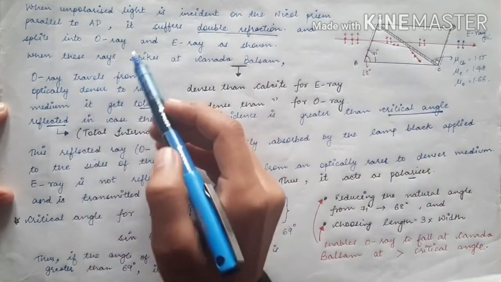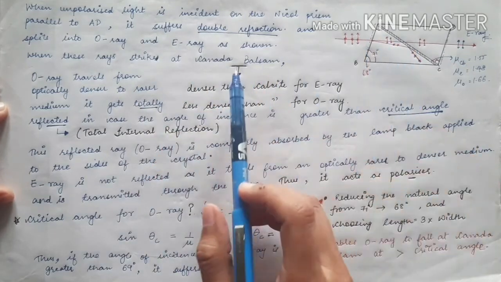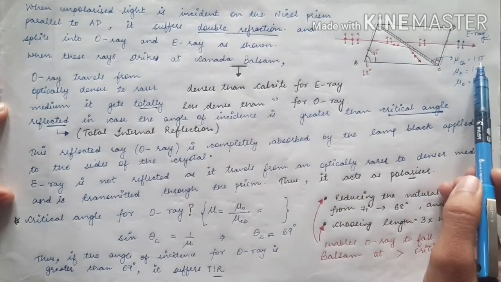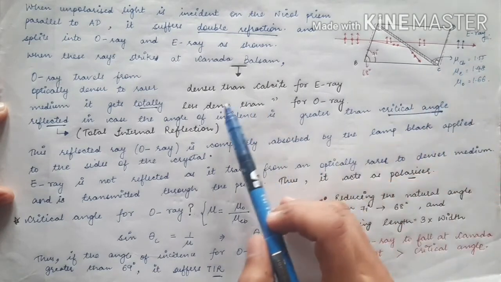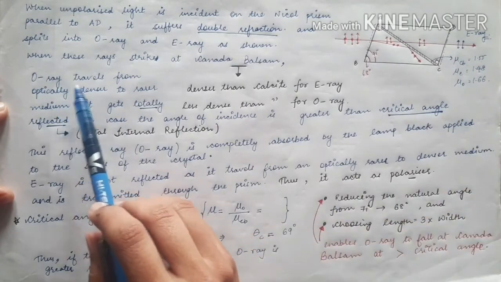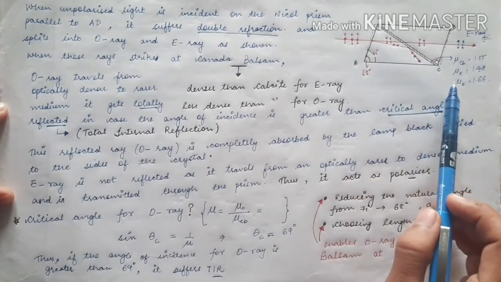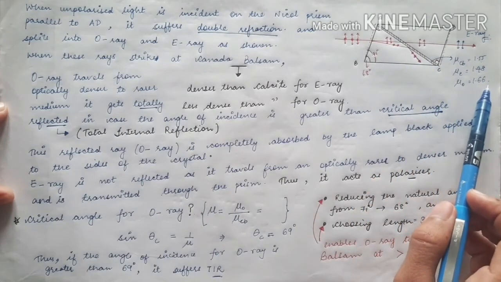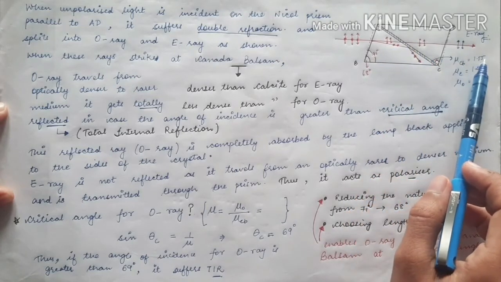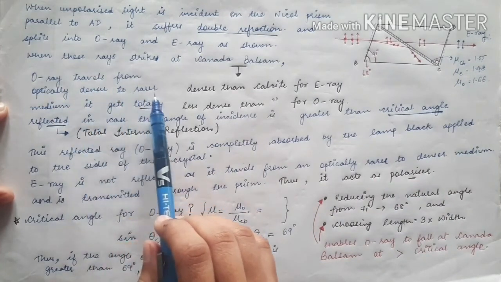Now when these two rays strike at the Canada balsam layer, Canada balsam is denser than calcite for E ray, whereas it is less dense than calcite for O ray. So O ray travels from optically denser to rarer medium. The refractive index for the case of O ray is 1.66 and it is falling on the Canada balsam layer whose refractive index is 1.55. So we say that O ray travels from an optically denser medium to a rarer medium.